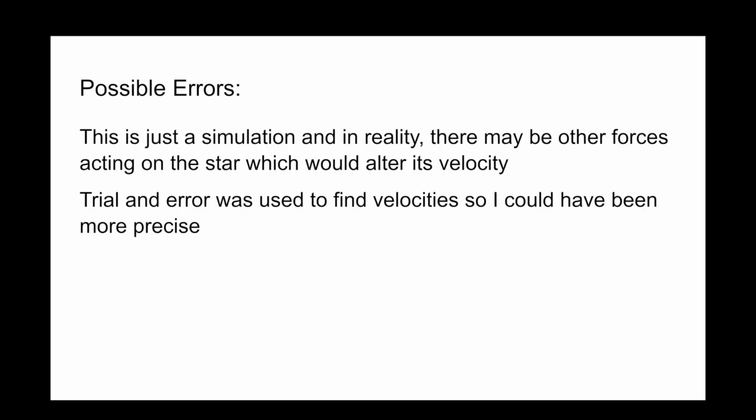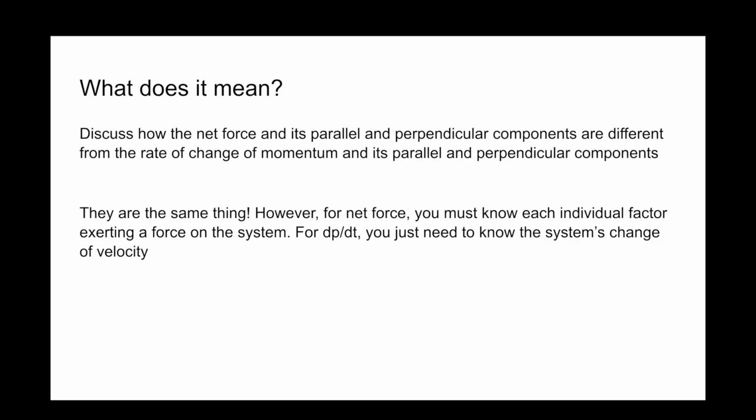So possible errors that occurred: this is just a simulation in GlowScript, and in reality, there may be other forces acting on the star which would alter its velocity, because we do not take in every possible force and every single possible object in reality of space. And then trial and error were used to find the velocities, so I could have been more precise by trying more values for velocity. So what does it mean?